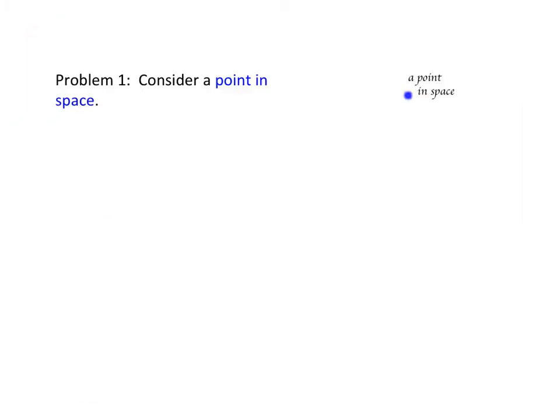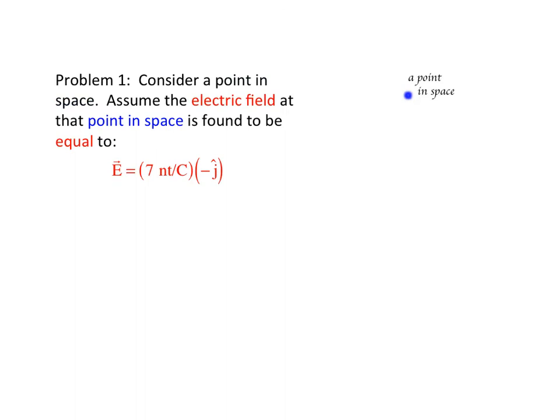So we've got a point in space. There's our little point. There's nothing there. It's just a point in space. You are told that at that point, the electric field is equal to 7 newtons per coulomb in the minus j direction. And in fact, you could actually take that information and present it in much the same way that we would present force quantities. You could identify the direction with an arrow, and you could identify the magnitude thusly.